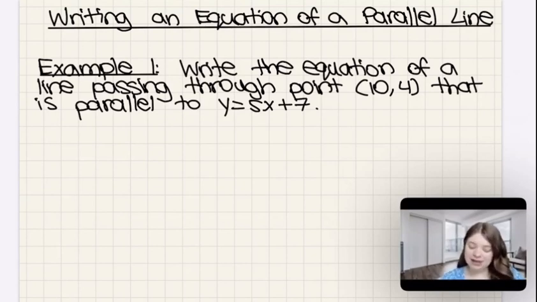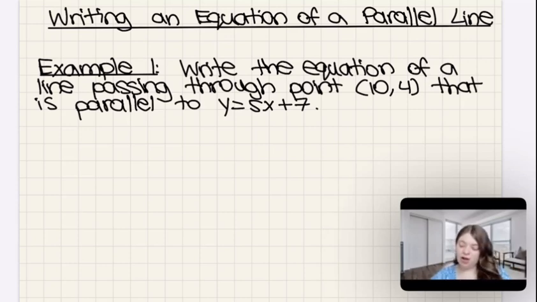Example 1 says, write the equation of a line passing through point (10, 4) that is parallel to y equals 5x plus 7. Okay, so what do we mean by a line that's parallel to another line? It means both lines have the same slope.